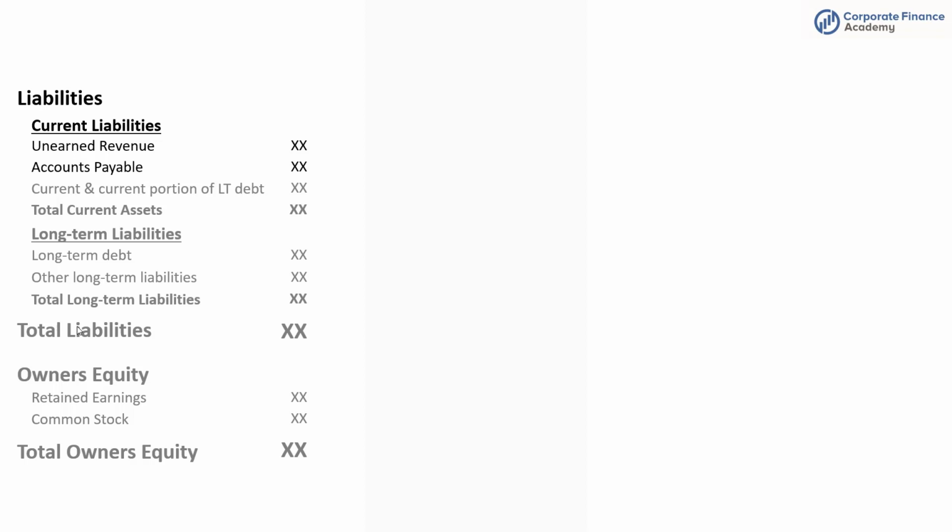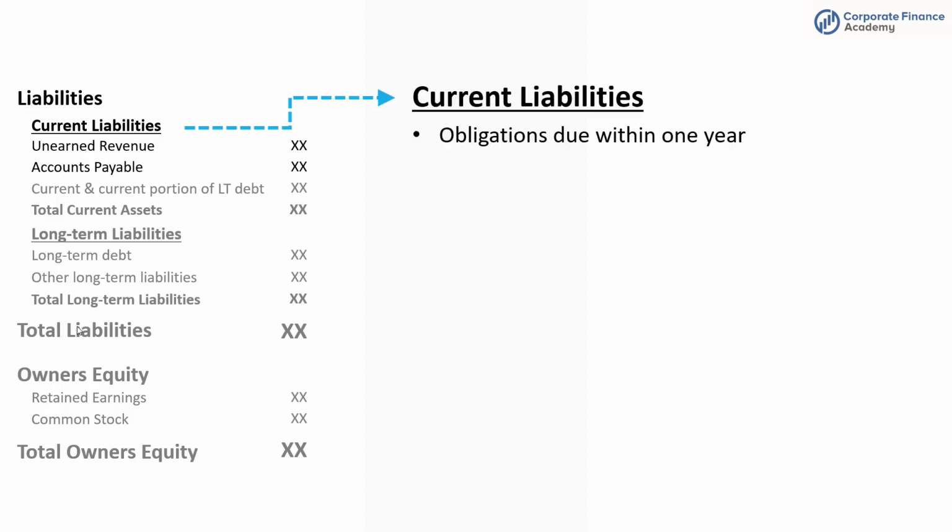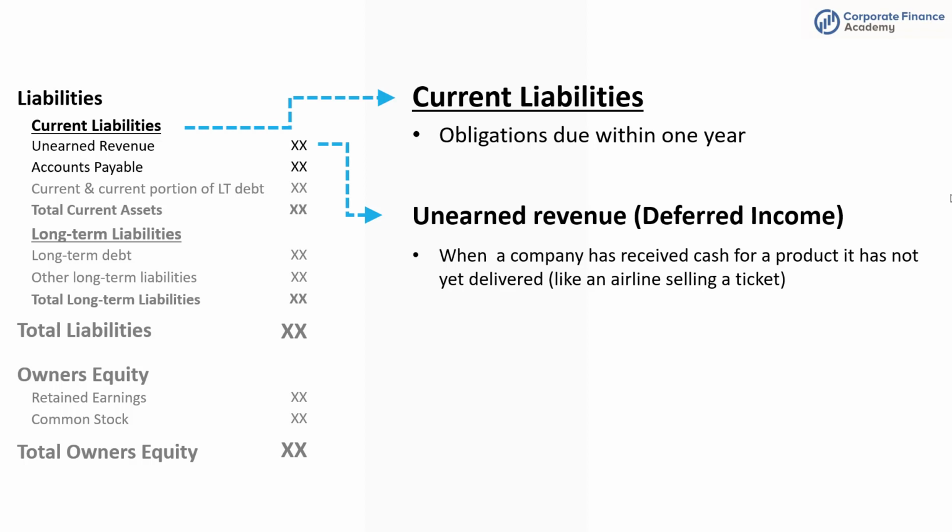Okay, moving on to the liabilities. So, similar structure as assets, you're going to have current liabilities, which are obligations that are due within a year. And working down that list, you have unearned revenue. So, deferred income.